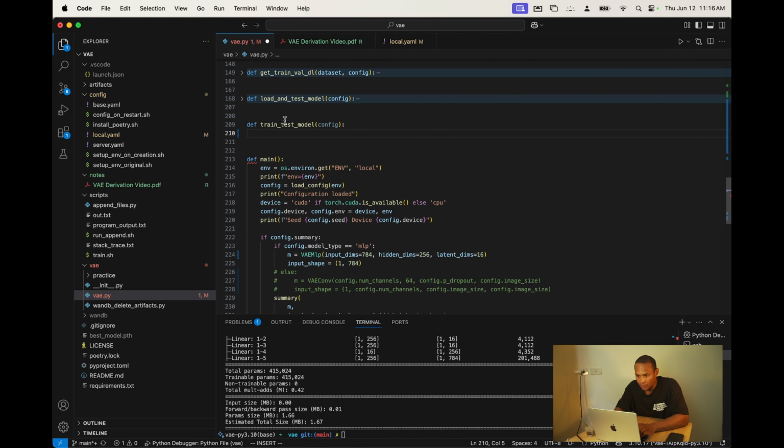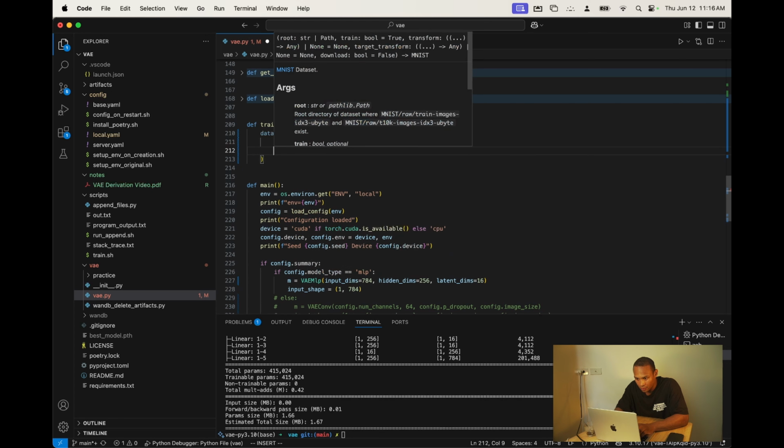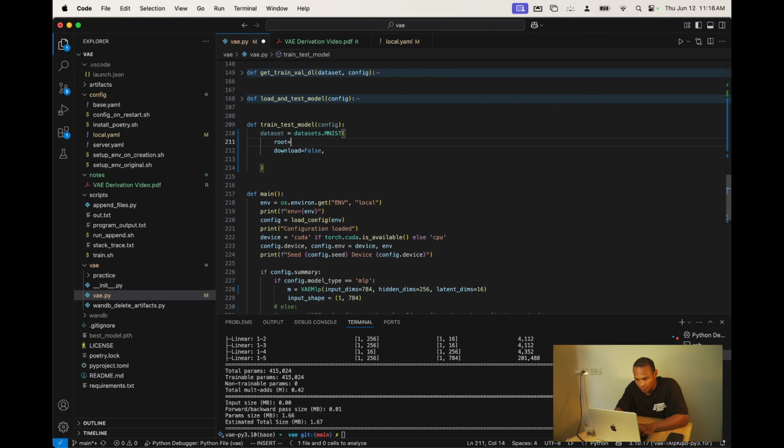So let's do the training and the test loop. So dataset, just a config variable pointing to the data that's already on my local drive. Transform.